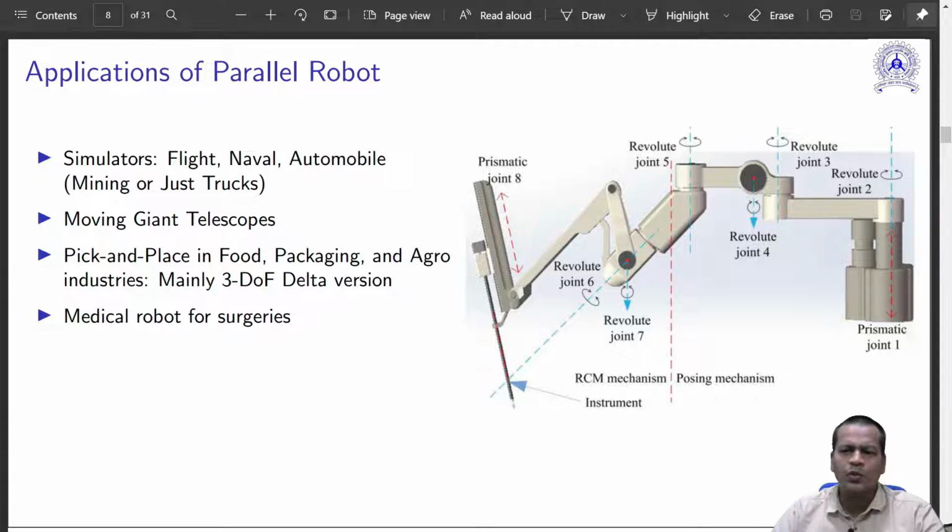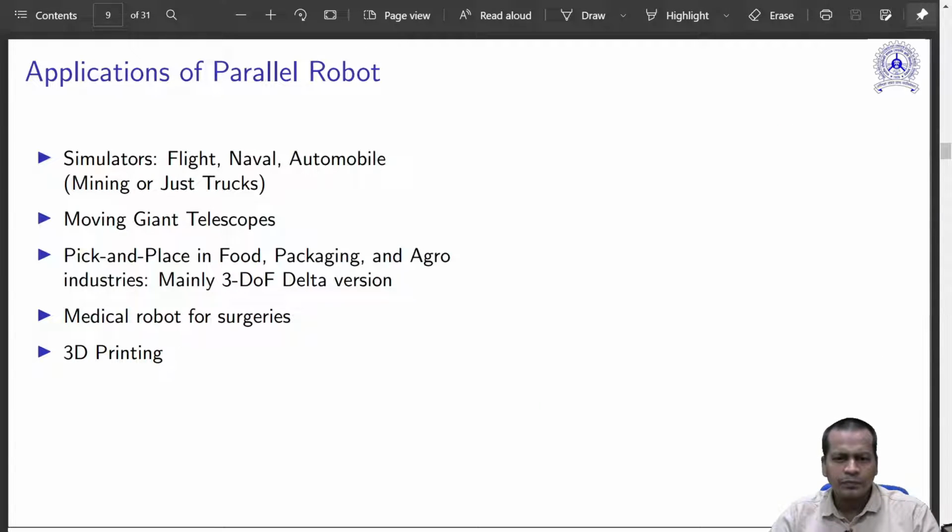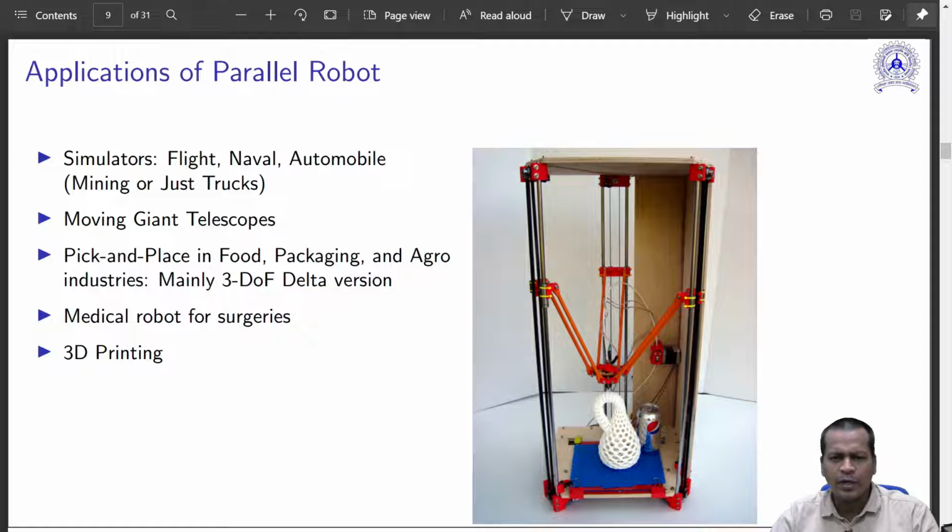Serial robot gives you a huge workspace where you can go, and at the end you may have a micro manipulator which does a surgery, maybe ocular surgery or a brain surgery, as it is shown in the figure. 3D printing is a wide application of parallel robot. You must have seen a few 3D printers which are based on Delta 3D printer, which is 3P type of actuators, 3 prismatic joints which are there on the sides as it is shown in the figure.